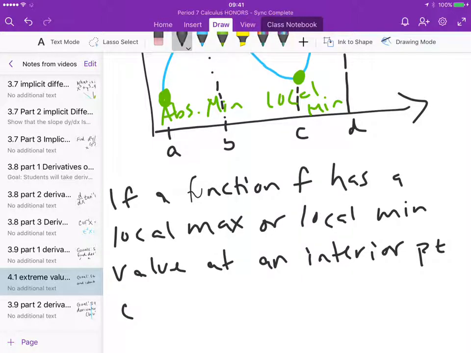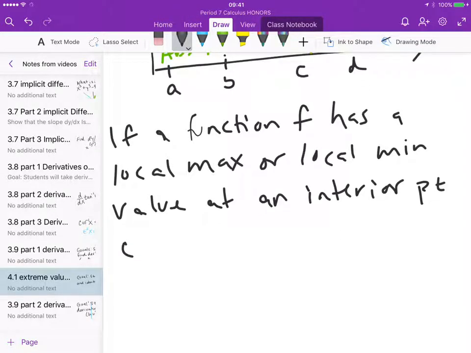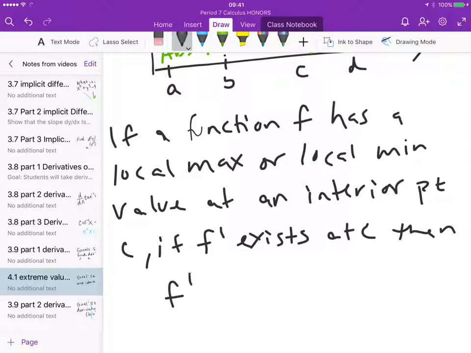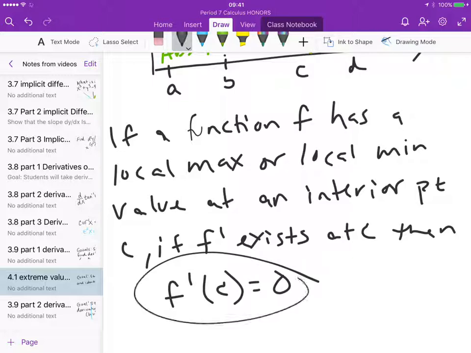C, then we can say what's going to happen with the derivative is what's interesting. And so if f prime does exist at C, then what should happen is that f prime of C should end up equaling 0. So if there is a local max or a local min, we can for sure tell that as long as the function is differentiable at C, then the derivative is going to equal 0 at that point, x equals C.